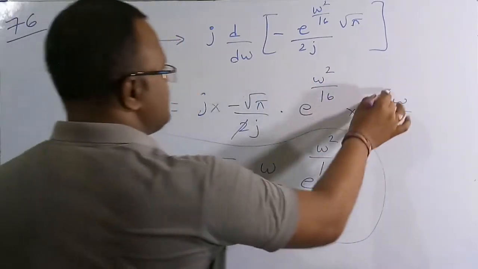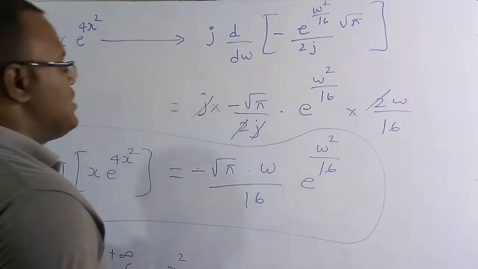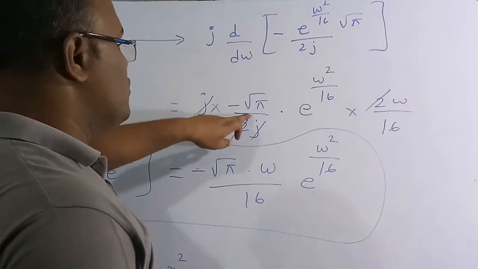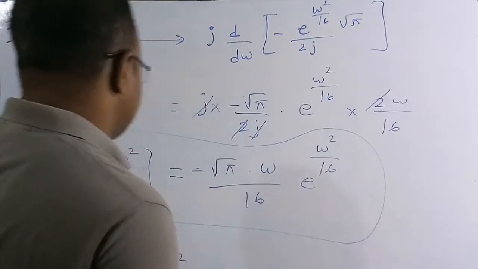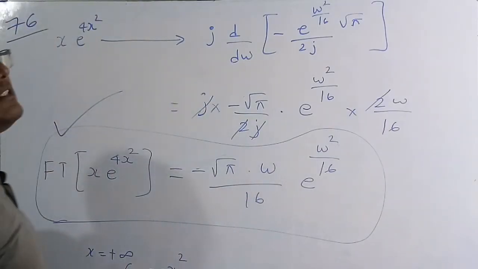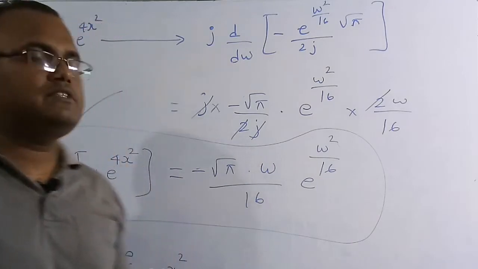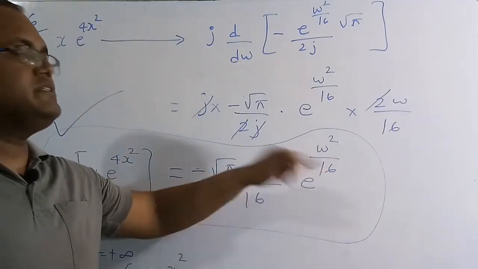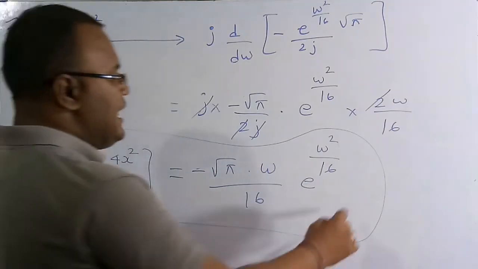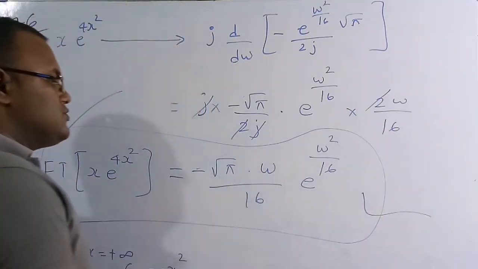So 2 cancels, j cancels. We are going to get finally minus root pi into omega by 16 into e to the power of omega square by 16. So this is the Fourier transform of x into e to the power of 4x square, which is minus root pi into omega by 16 into e to the power of omega square by 16. This answer is not there in any of the options. So this is the correct solution of this question.